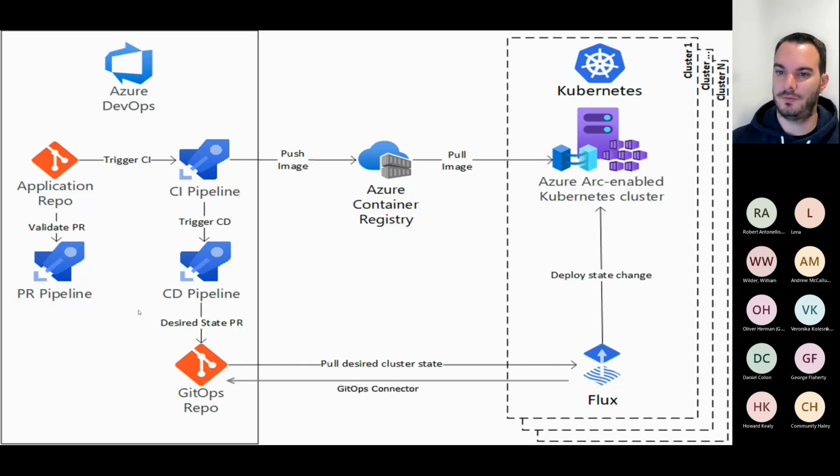And here you can see what I just said. So on the left side, we have the normal application repository. So here the developer just implements the features and creates a pull request. Then we have a pull request pipeline running unit tests, verifying everything is working. Then we have a CI pipeline. The CI pipeline may run more tests and create the Docker image and push it to an Azure Container Registry or any other container registry. And then you have a CD pipeline. This can be automated or manually triggered.